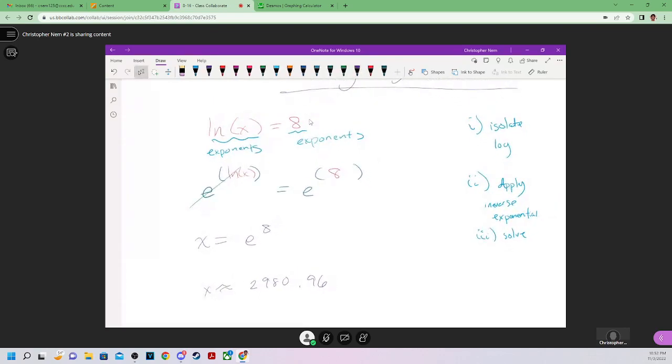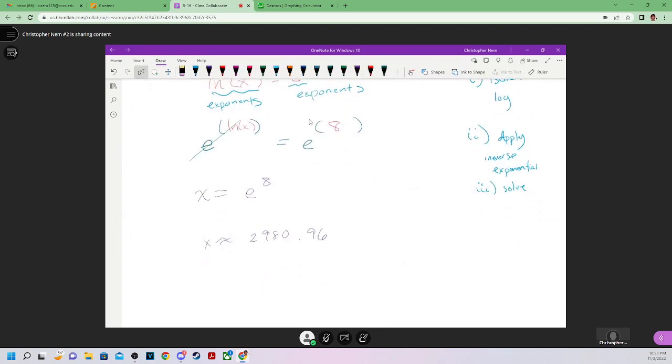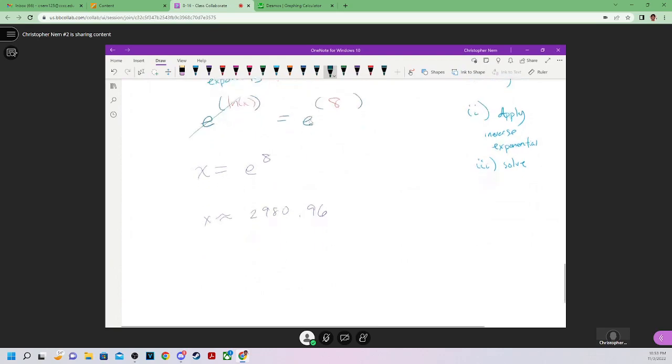And this makes sense because this statement is e raised to what power, or I'm sorry, e raised to the 8th power equals what? So boom, we're able to calculate that out. Now, let's move on to something more challenging.